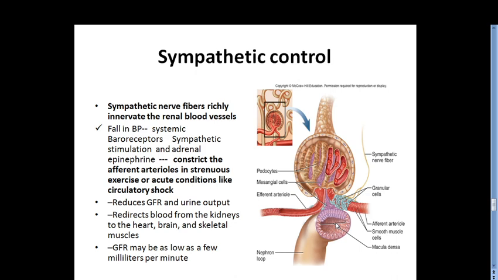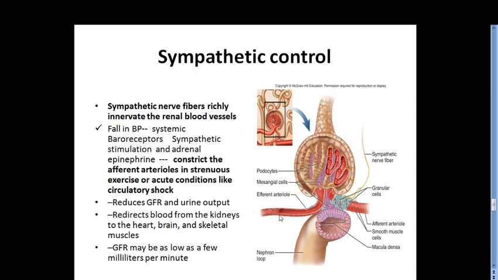Another is the sympathetic control. As you know, the kidney has sympathetic innervation, and this innervation follows the blood vessels. These renal blood vessels are very richly supplied by sympathetic nerves. Suppose there is a fall in blood pressure. It will be sensed by the systemic baroreceptors, which are present in the aorta and the carotids.